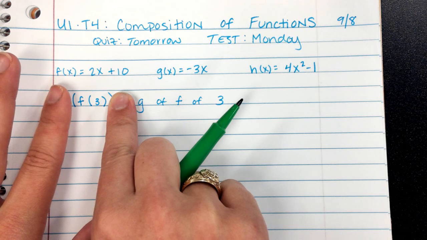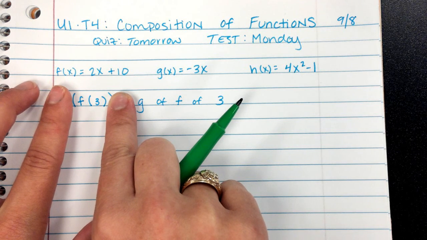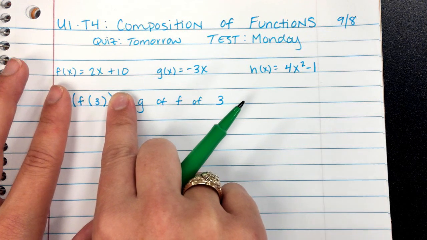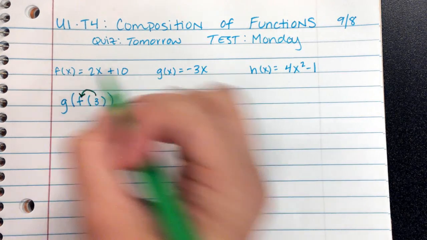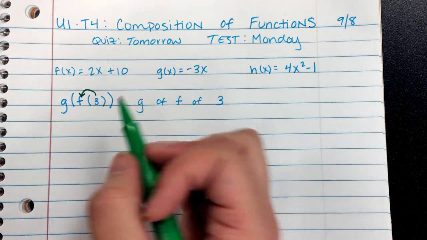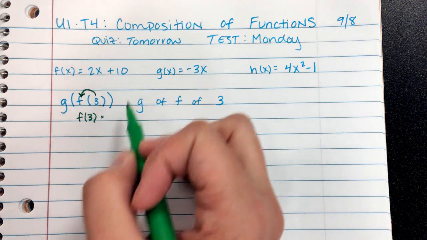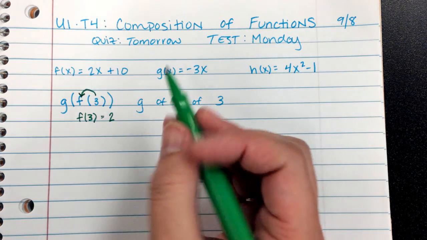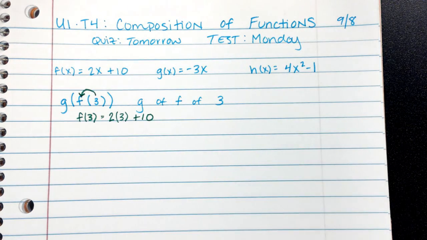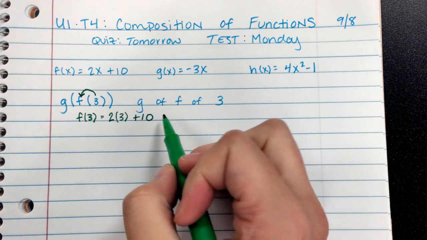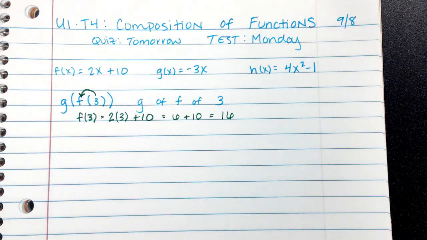What would you do? Change the x to a 3 in which function? F. In f. Okay, so that's where I start. I'm going to plug 3 into the f function. So that means the first thing I'm going to do is f of 3. So I have 2x plus 10, but instead of x, what am I putting there? A 3. So I have 2 times 3, which is 6, plus 10, which equals 16.